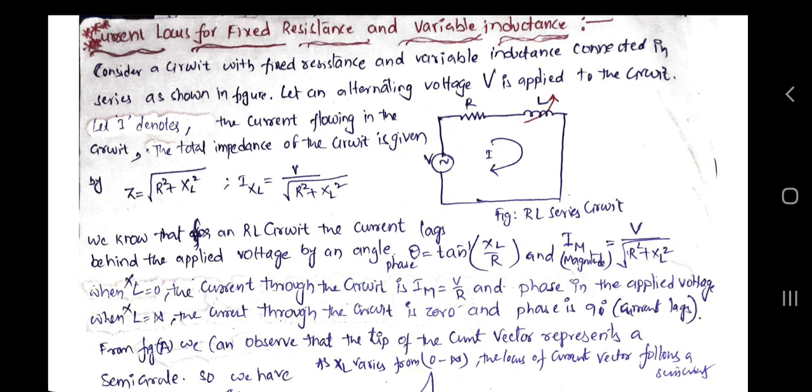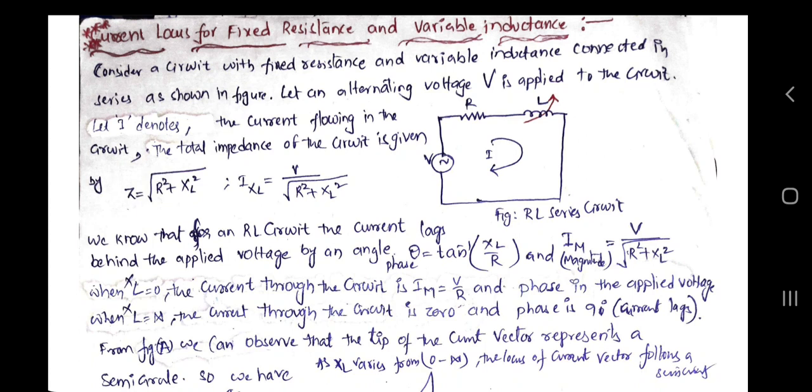As per the diagram, let I be the current flowing through the circuit and the applied voltage be V. From this, what is the impedance of the circuit? The total impedance is the combination of resistance and inductive reactance. We take two things, the magnitude and the phase. The magnitude of the total impedance is the combination of resistance and inductor, so under root R square plus XL square is the total impedance of the circuit.